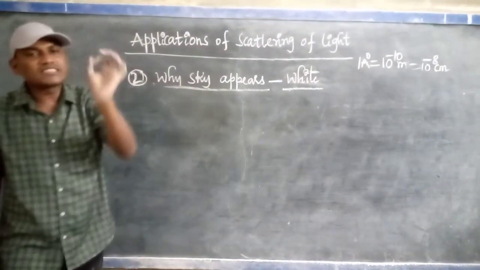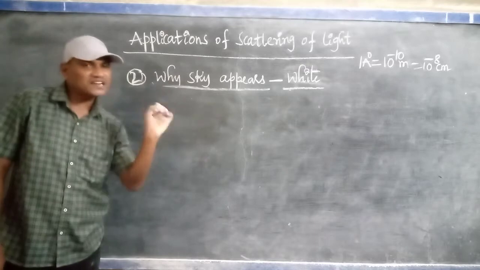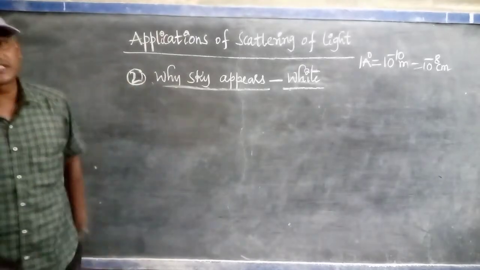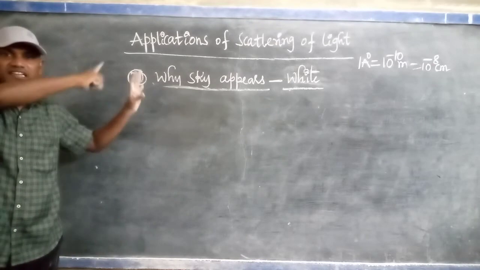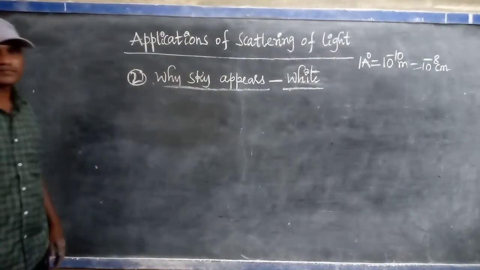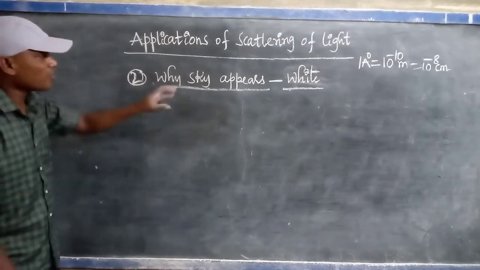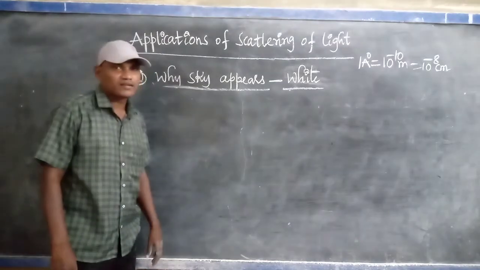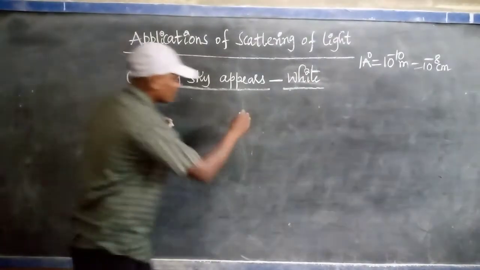At noon time, the sky appears white in color. During sunrise and sunset, the sky near the sun, near the sunset and sunrise area, appears reddish in color. That is explained one by one. First, the blue concept is completed. Now we discuss the white color. Why does the sky appear white at noon time?